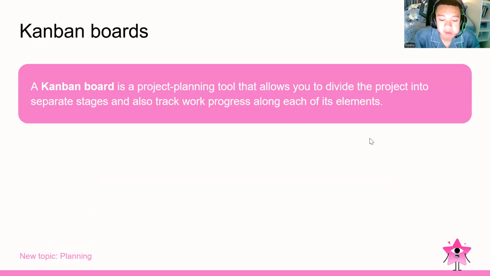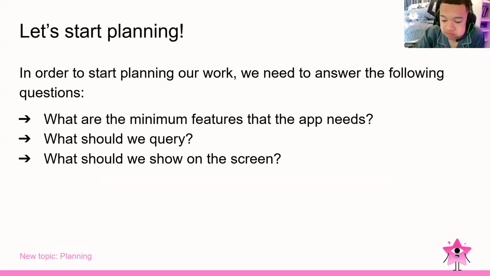So Kanban board is a project planning tool that allows us to divide the projects into separate stages, and it also helps us track our work progress along each of its elements. So let's start planning.